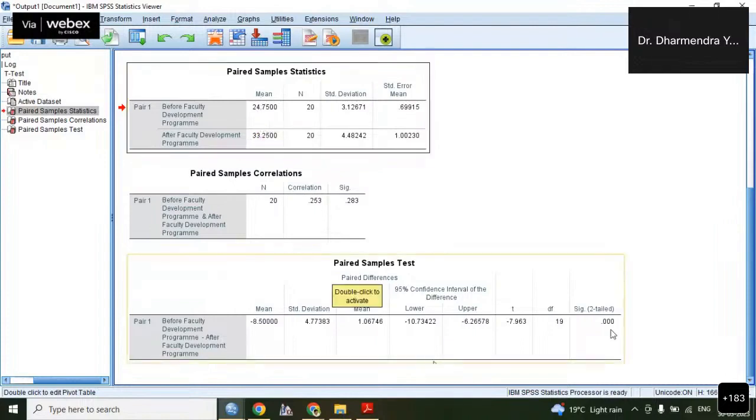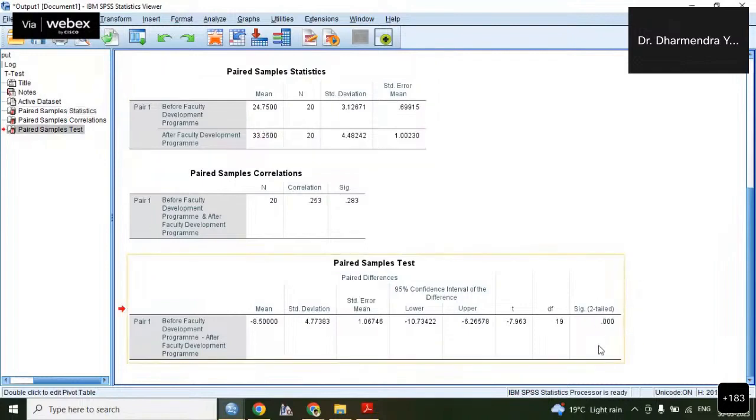That's why it is also reflected in the significance. Your value is 0.000, which means it is less than 0.05. So yes, your hypothesis is rejected. What was the null hypothesis? That there is no significant change. But since it is rejected, it means there is a change. It means there is a significant improvement after attending the FDP, Faculty Development Program.